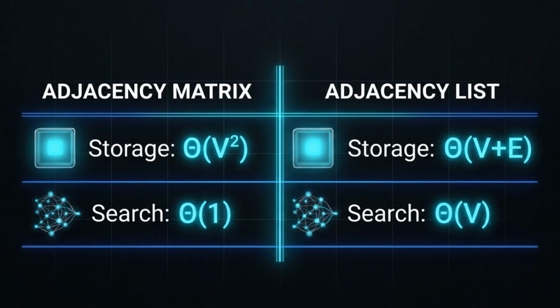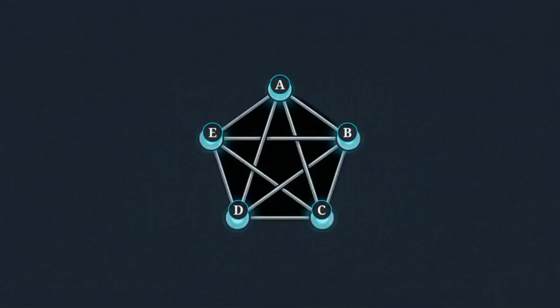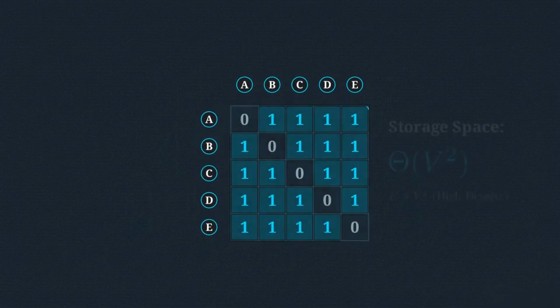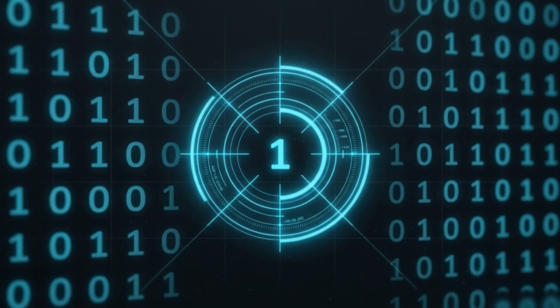Comparing these architectures side by side highlights their divergent strengths. The matrix is defined by its speed. The list is defined by its efficiency. The choice between them depends entirely on the density of the network you are trying to map. An adjacency matrix is optimal for small, highly dense graphs, where nearly every node is connected to every other node. In these dense environments, the theta V squared memory is actually being utilized, making the theta 1 lookup time a valuable asset.